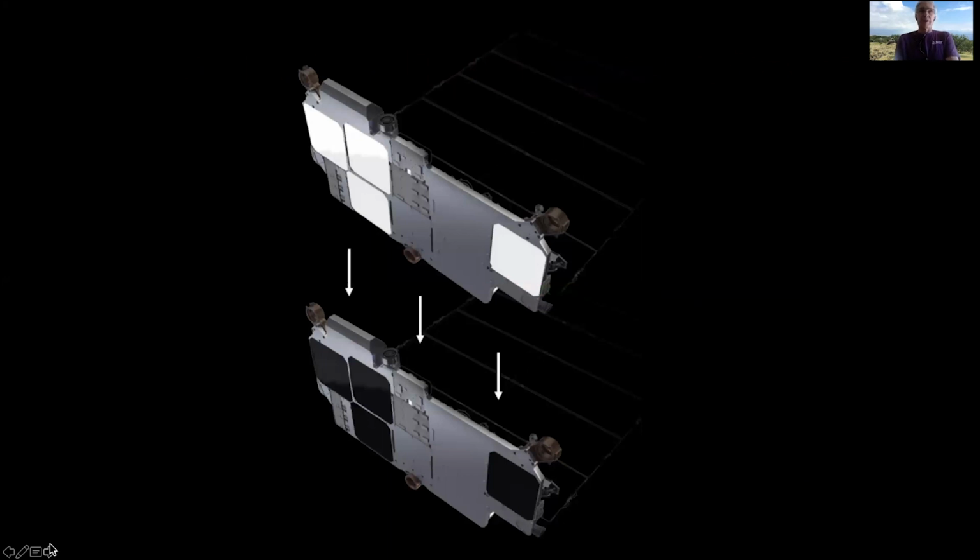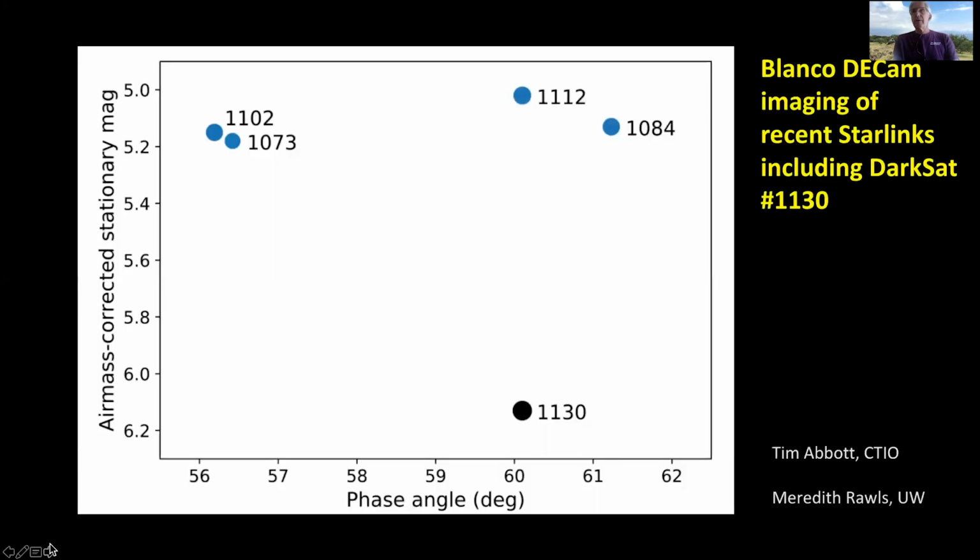This is known as DarkSat, where they went in and, as you could see, darkened 4 of the 10 gigahertz phased arrays, which were effectively white Lambertian reflectors of the sunlight. And indeed, it did darken it. This is their first experiment. And Tim Abbott and Meredith Rawls are responsible for what you're looking at here.